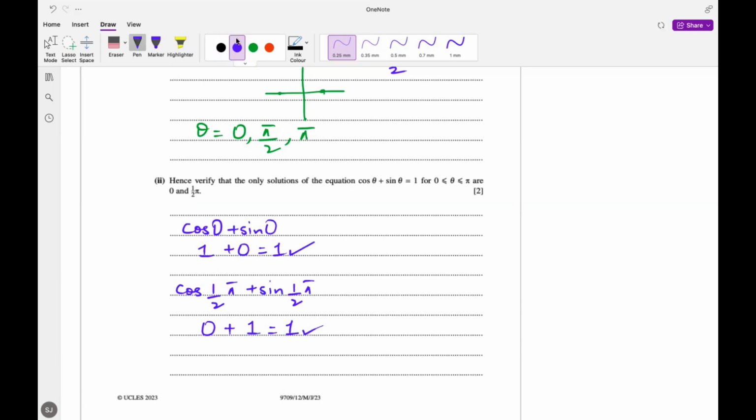Now taking theta equals pi, we'll get cos of pi plus sine of pi equals 1. Cos of pi is minus 1 and sine of pi is 0. So as minus 1 cannot equal 1, it means that pi is not a solution, which means that the only two solutions are 0 and 1 upon 2 pi.